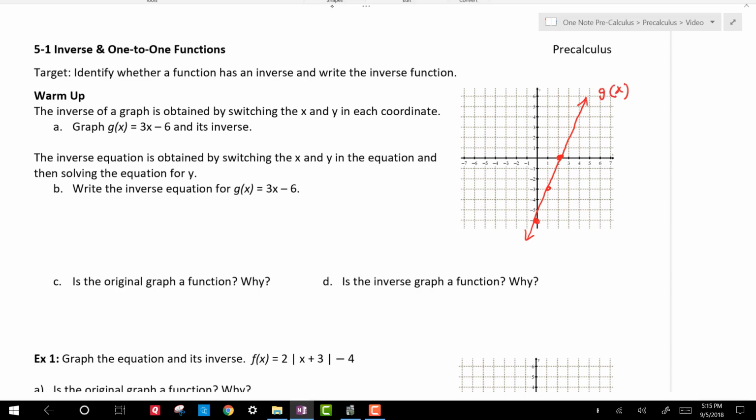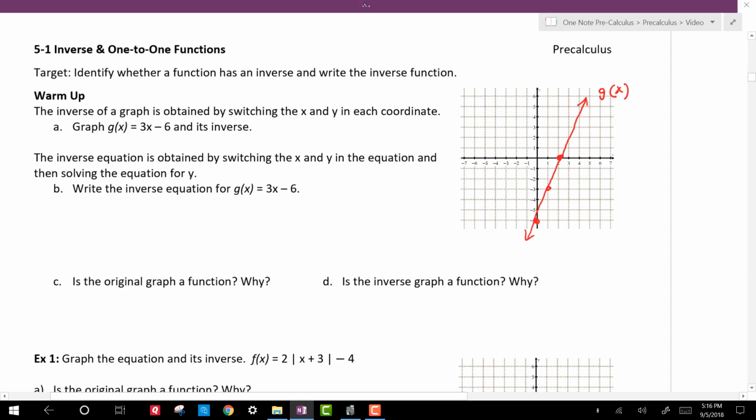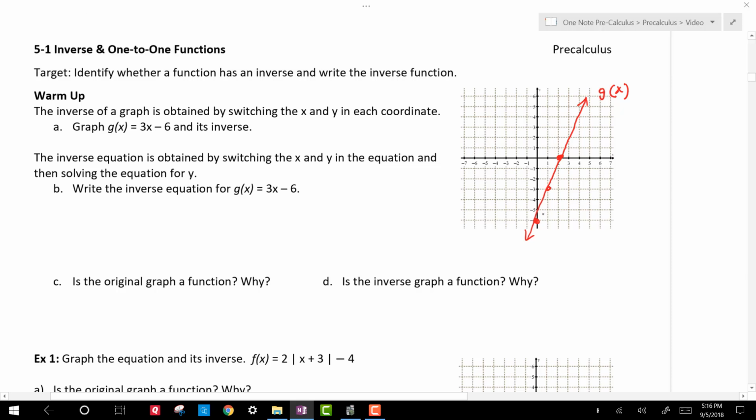All right, the inverse is simply obtained by switching the x and y in each coordinate. So what I'm going to do is list each of the coordinates on g of x. My first one was 0, negative 6. My second one was 1, negative 3. And my third one was 2, 0. So the inverse is obtained simply by switching those around, the x's and the y's. So my inverse is going to be negative 6, comma 0, negative 3, comma 1, and 0, comma 2. So we're going to graph those 3 points. 0, comma 2 is up here, negative 3, 1 is here, and negative 6, 0 is here.